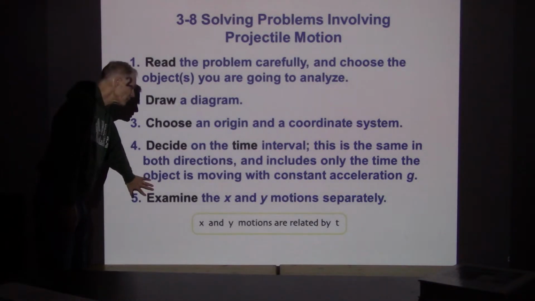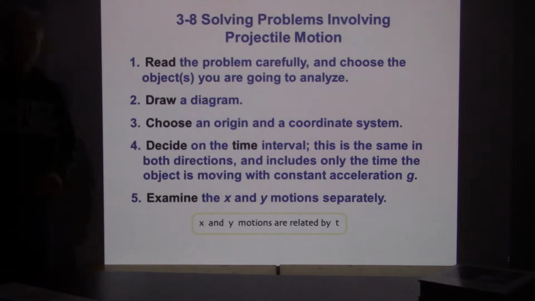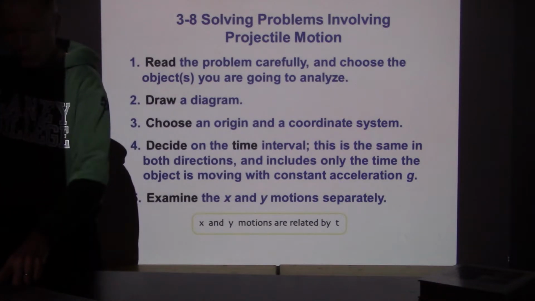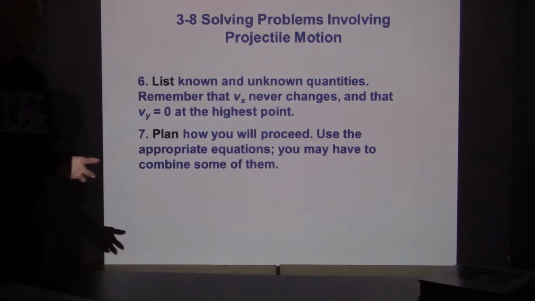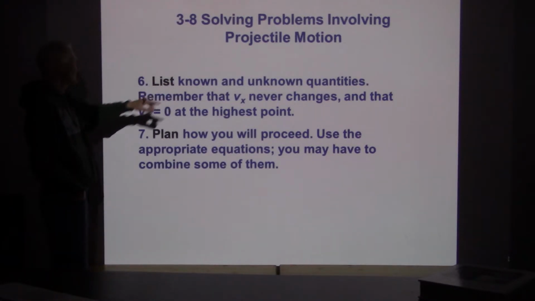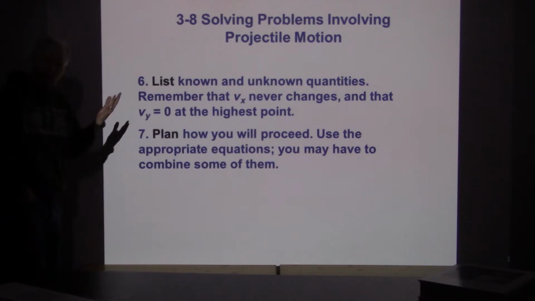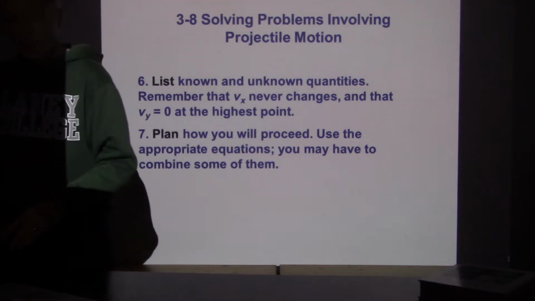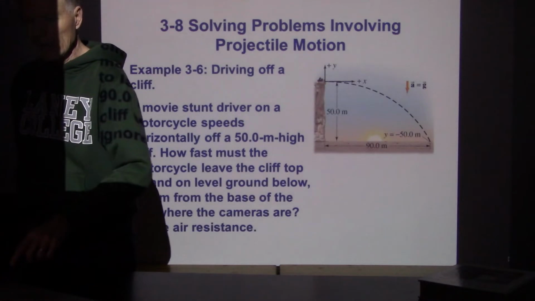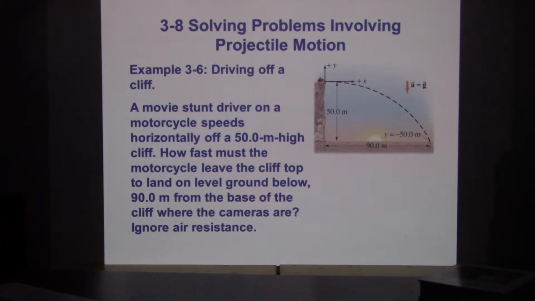Okay, examine the x and y motion separately. And again, a reminder, x and y motions are going to be related by t. T is the way we get back and forth between questions about what's going on in the x and what's going on in the y. List the known and unknown quantities. Remember Vy is equal to 0 at the top. That's a good thing to remember. Plan how you're going to try and solve the problem. And then if that doesn't pan out, go back and think, course correct and come back and maybe try something a little different. All right, let's look at some examples with projectile motion.